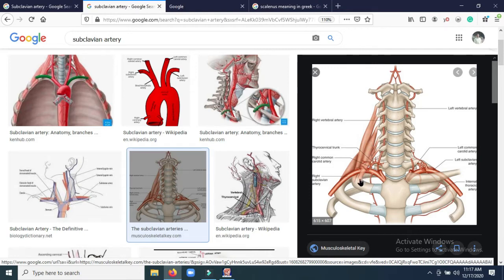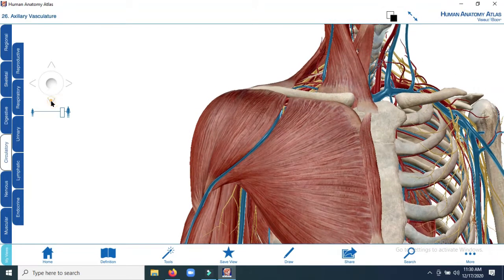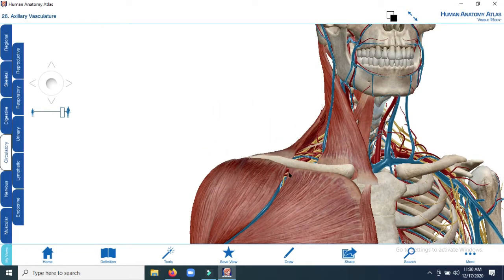This scalenus anterior muscle will divide the subclavian artery into three parts. It doesn't mean that this muscle will cut the artery into three pieces, don't think that. Just the length of the artery from its origin up to the medial border of the scalenus anterior muscle is the first part, and the portion of the artery that remains behind the scalenus anterior muscle is termed as the second part, and the rest of the portion up to the outer border of the first rib is termed as the third part.